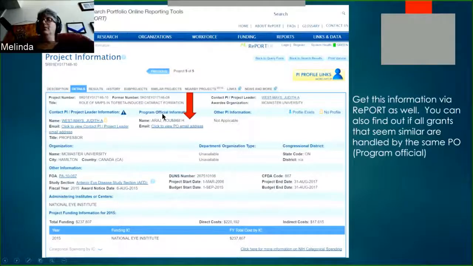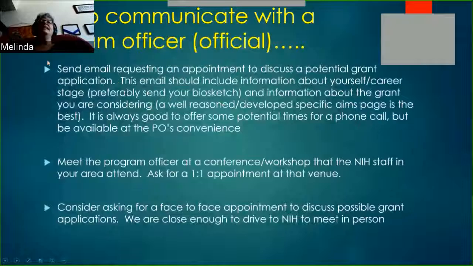Now, the other piece of information here is really important. So let's just talk about the program officer right now. So how do you communicate with this program officer? The thing you almost never want to do is cold call him. It is publicly available on the NIH site, his phone number. But when you communicate with a program official, pretty much you never want to cold call them. What you want to do is to send an email requesting an appointment to discuss a potential grant application.